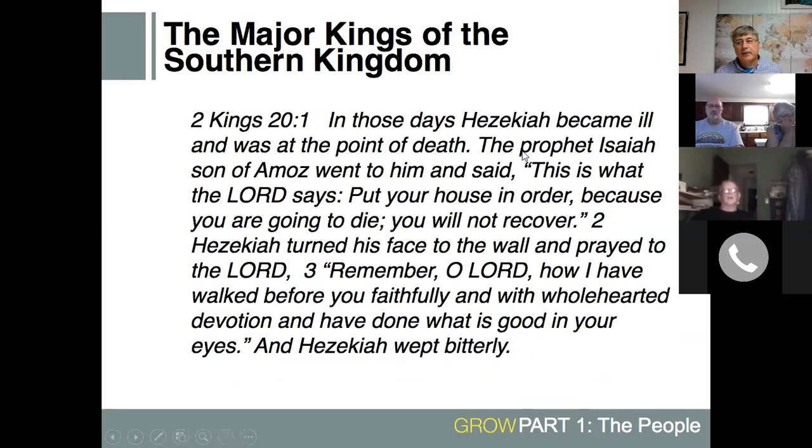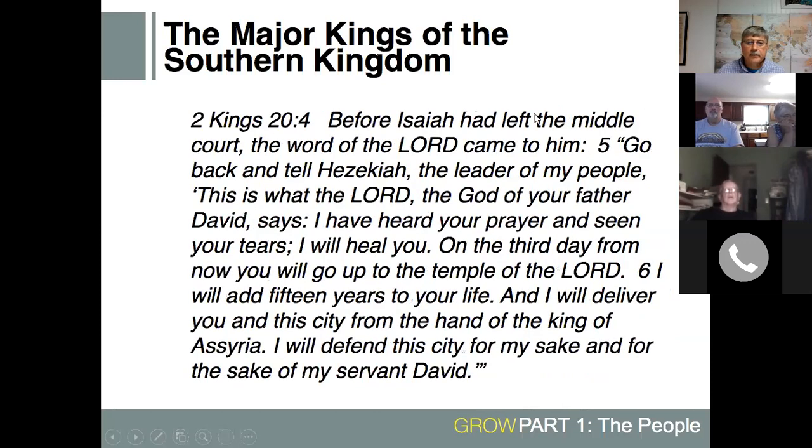In those days, Hezekiah became ill. I just read that part. Let's go on. Before Isaiah had left the middle court, the word of the Lord came to him. "Go back and tell Hezekiah, the leader of my people, this is what the Lord, the God of your father David says. I have heard your prayer and seen your tears. I will heal you. From the 3rd day from now, you go up to the temple. I will add 15 years to your life, and I will deliver you and the city from the hand of the king of Assyria. I will defend this city for my sake and for the sake of my servant David."